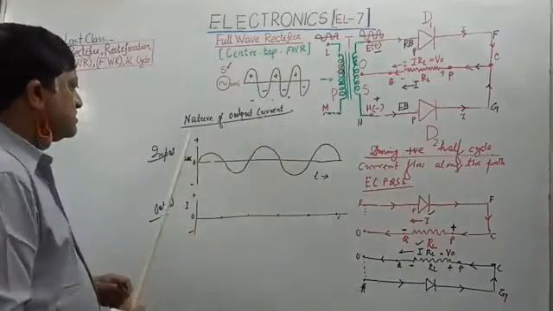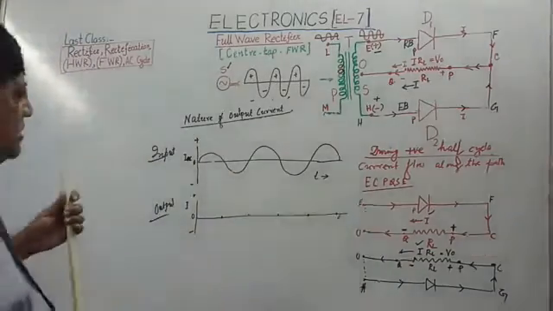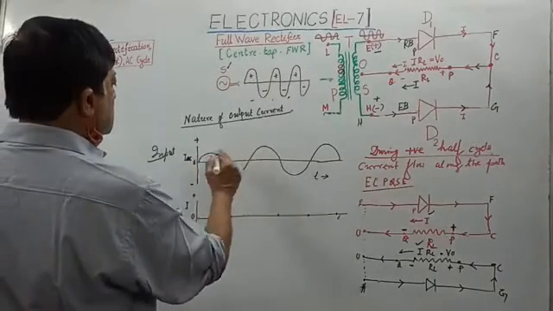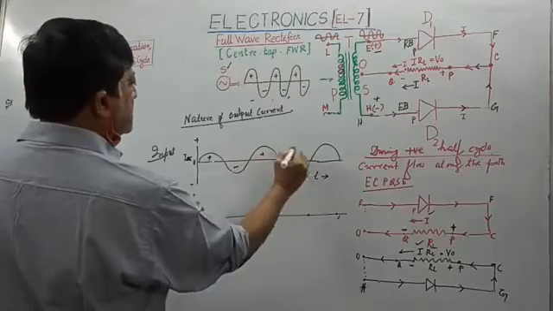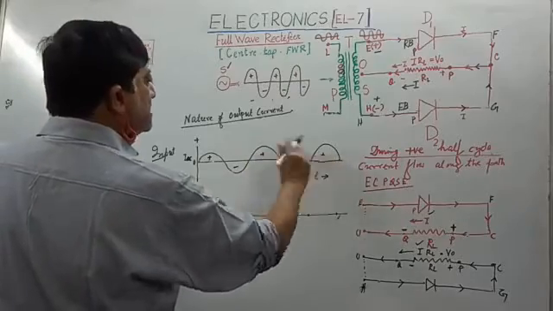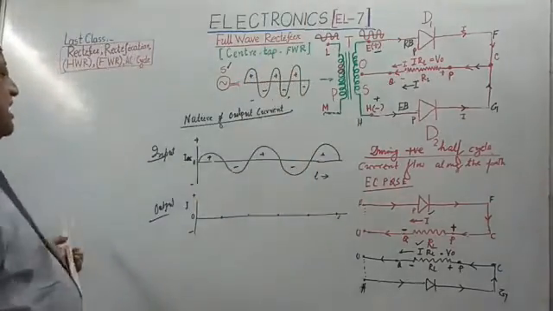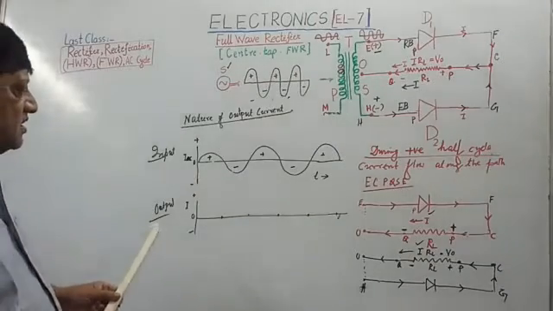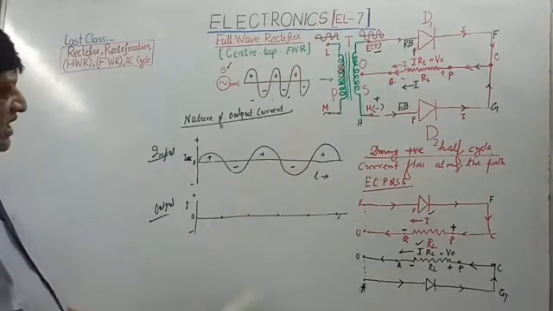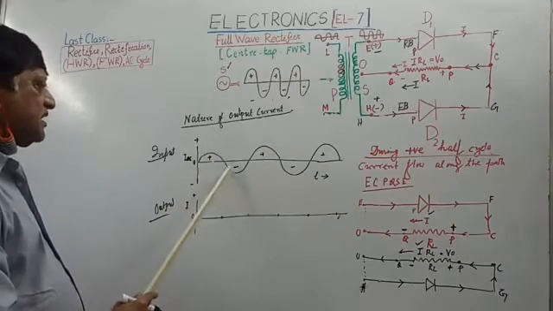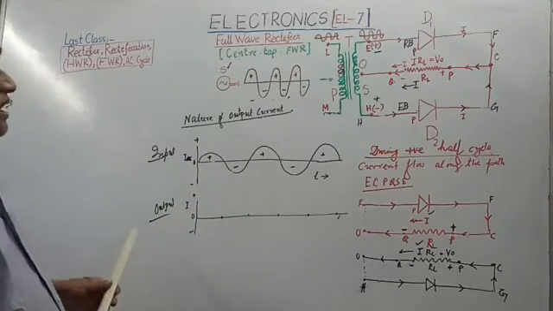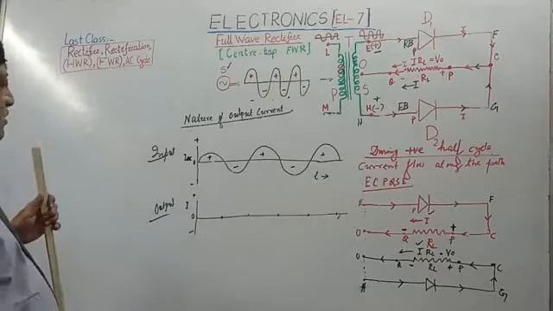Let us now discuss what is the nature of such current. Now you see this is our input, these are positive half cycle, negative half cycle, positive half cycle, negative half cycle, and it continues like this. I have said that AC is nothing but a chain of alternate positive negative half cycles. Now after it is rectified, then what happens?